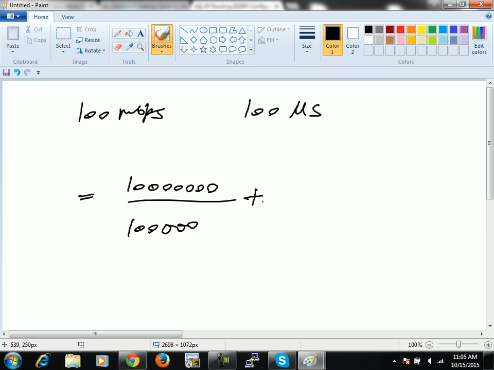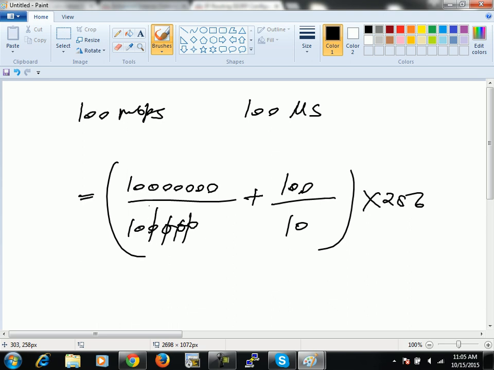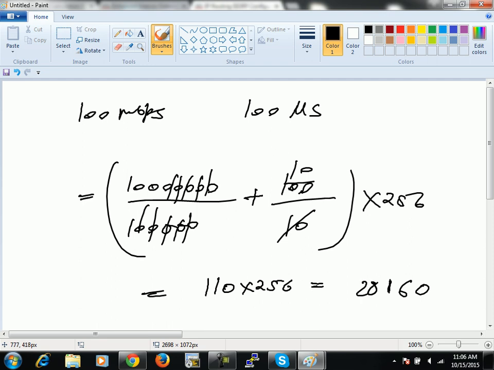So plus total delay, which is 100 microseconds, divided by 10 and multiplied by 256. So this time you can see 5 zeros will be dismissed, and here it will become 10, and now it will become 110, right? Multiplied by 256, so it will become 28160, right? So it will be your output.